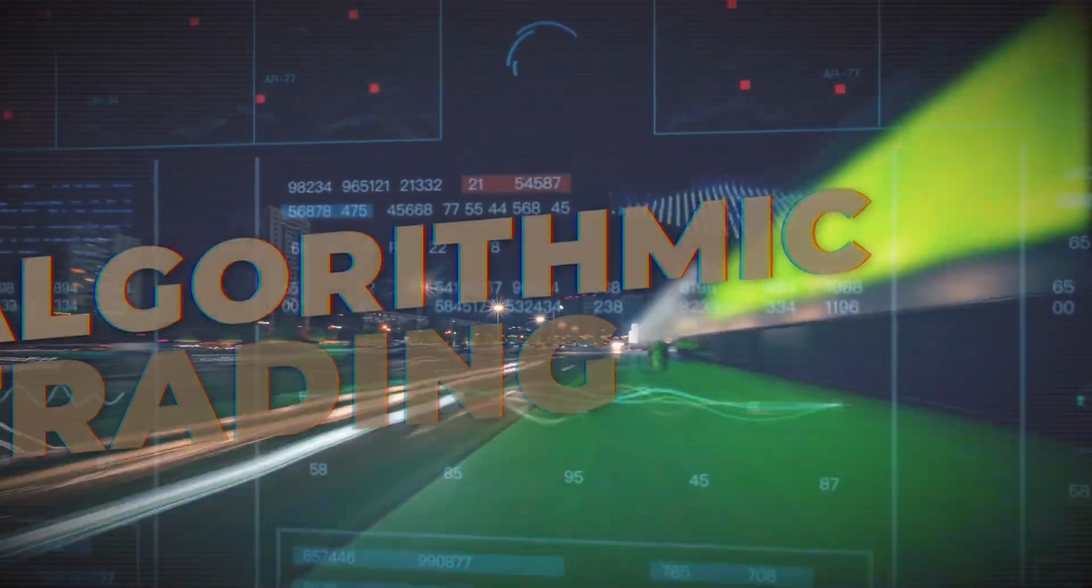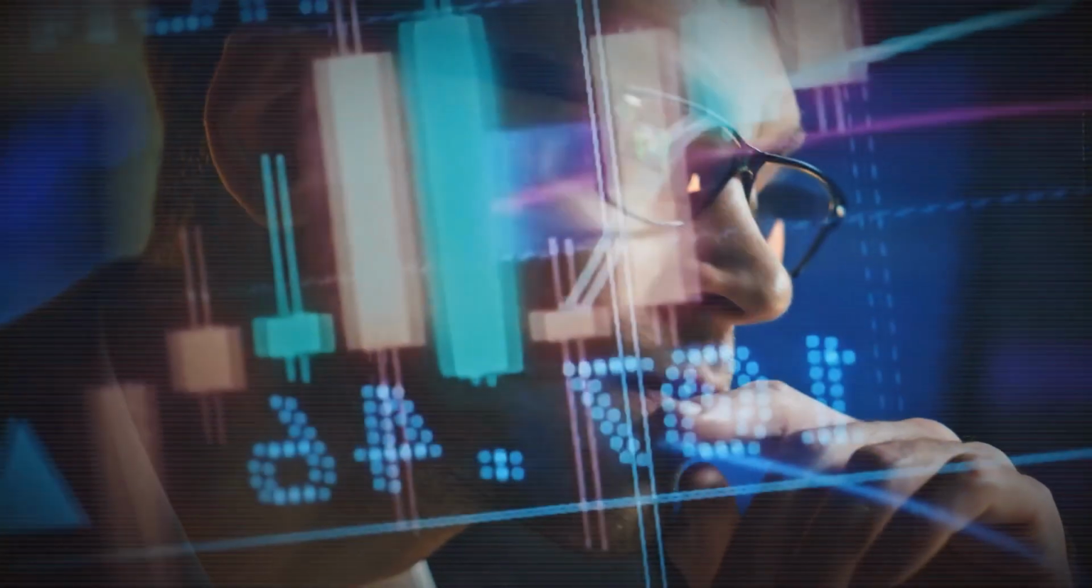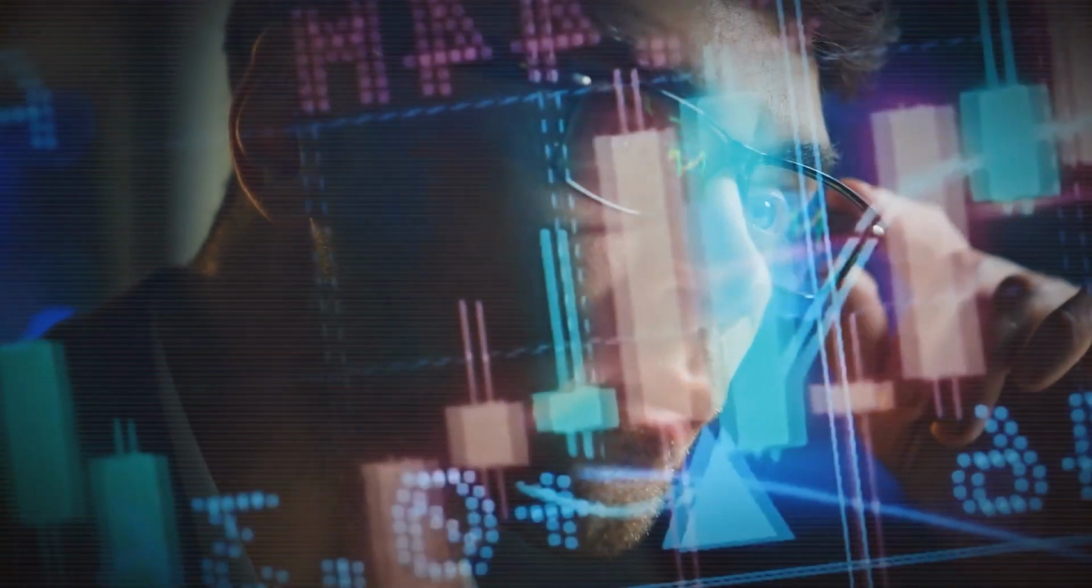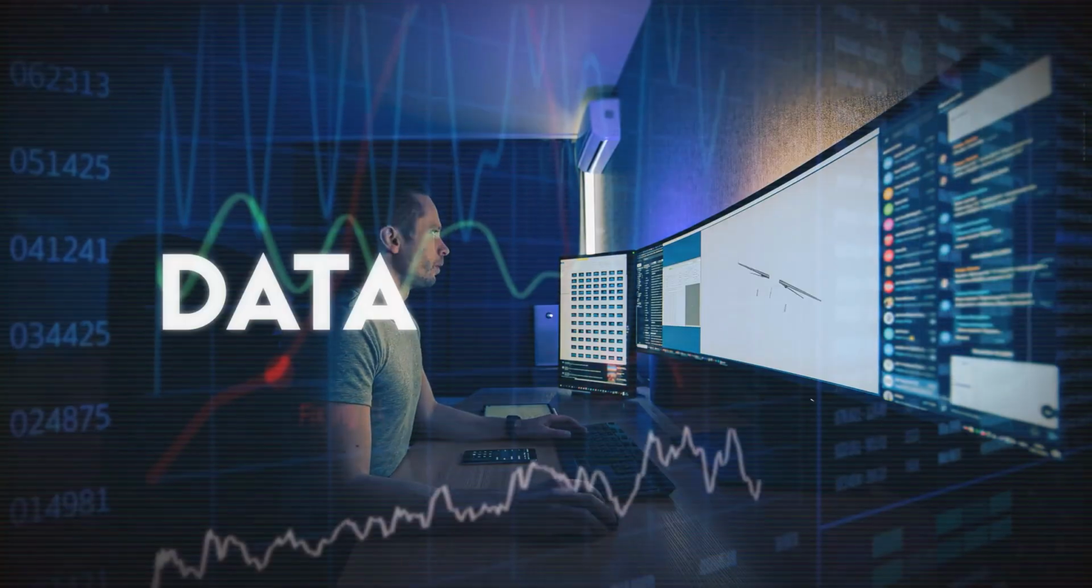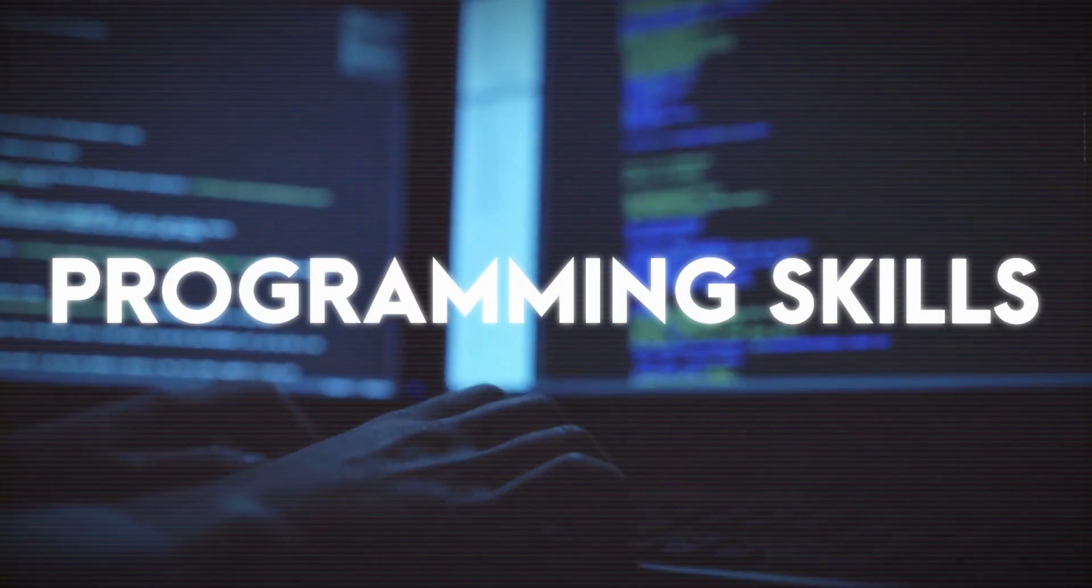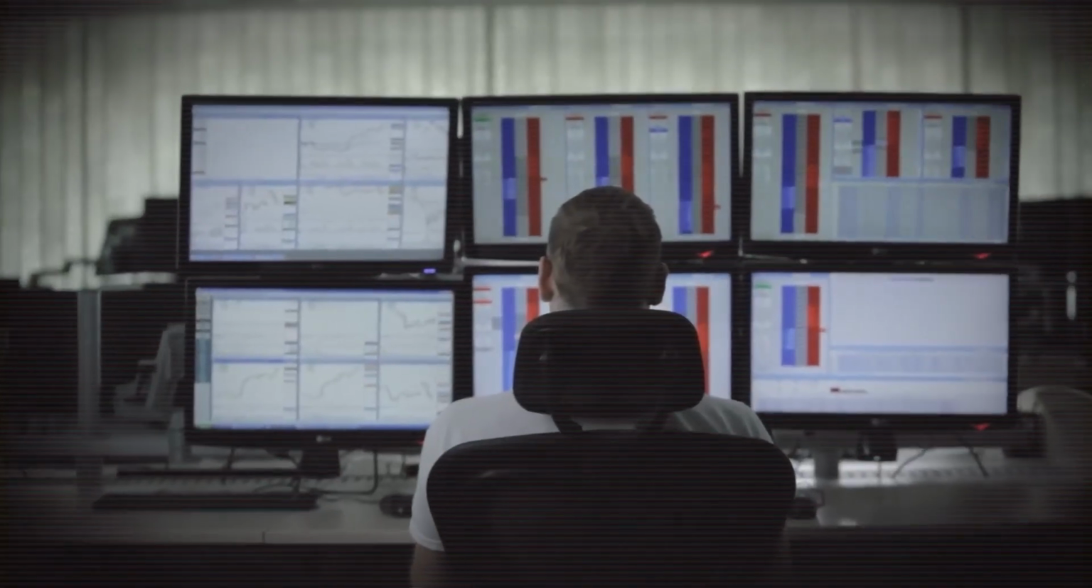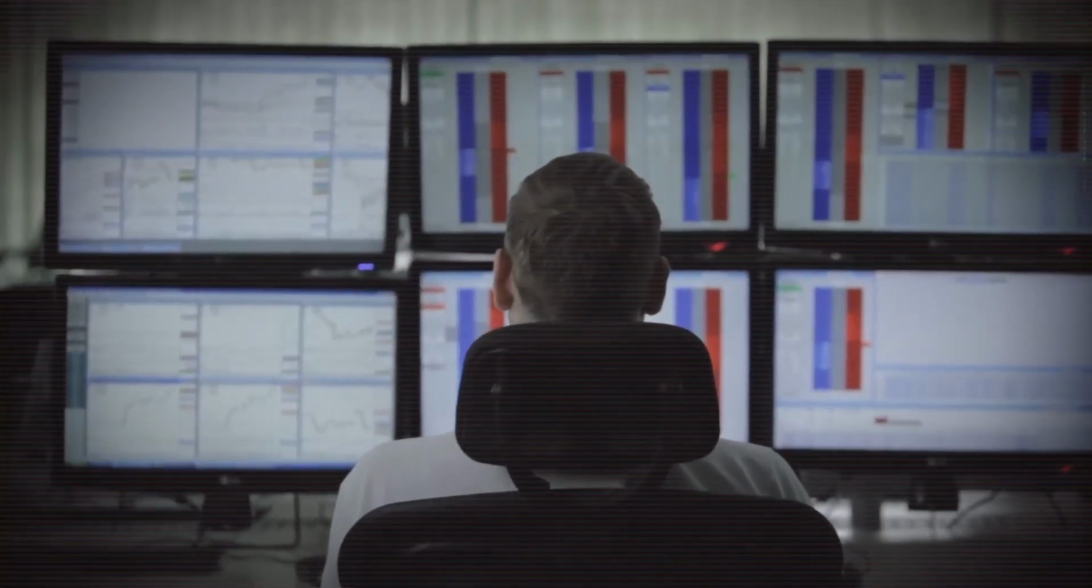In the fast-paced world of algorithmic trading, designing effective trading algorithms is critical. This process requires a blend of financial theory, data analysis, and programming skills. In this video, we'll explore the key considerations and methodologies involved in building robust and efficient trading algorithms. By mastering these principles, traders and developers can leverage automation for superior trading performance.